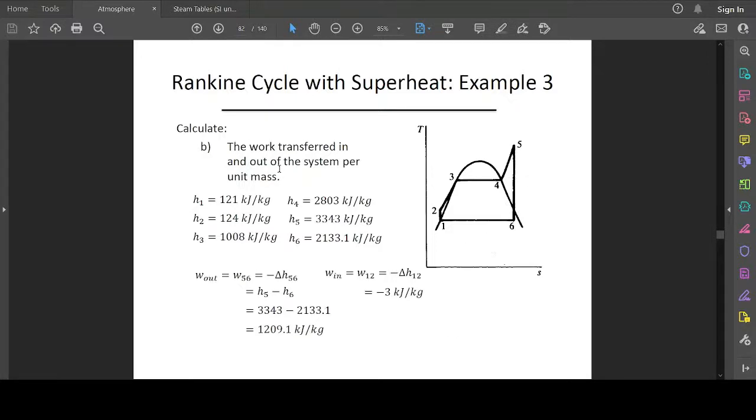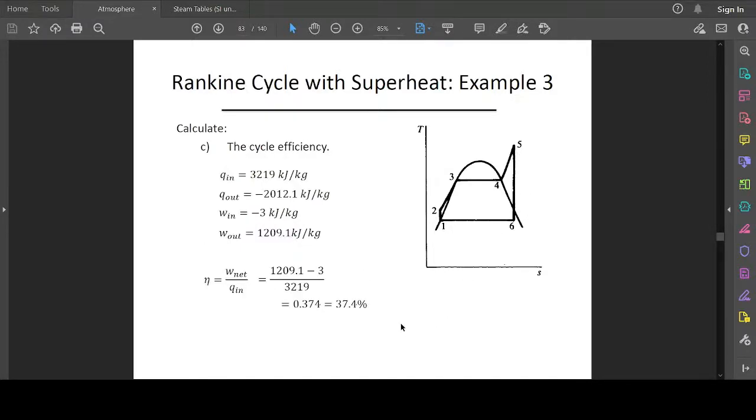But the work transfers, so if we've already calculated the work done at the pump here, what about the work done by the steam? We can do that by accounting using the enthalpy between these two. So the enthalpy between those two is that, okay? So it gives us this value. So we've calculated the work done by the pump and the work done by the steam at the turbine.